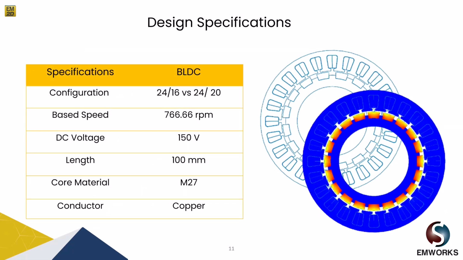So let's look at its design specification. We have considered 24 slot, 16 pole and 20 pole configurations with the base speed of 4600 radian per second, which comes to 766 RPM. We have set the DC bus voltage to 150 volt, and the stack length of our motor is 100 millimeter, and we have chosen the core material as M27 grade of steel, and our conductors are obviously the copper windings.